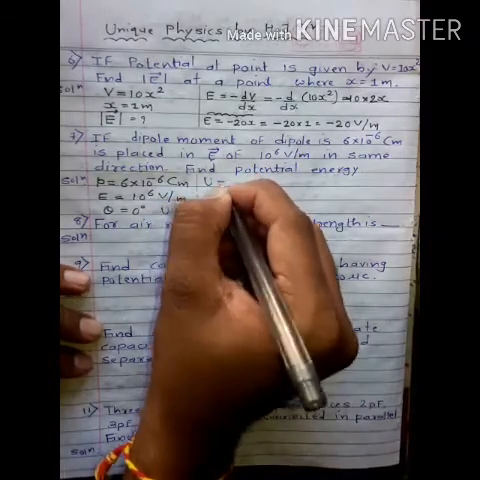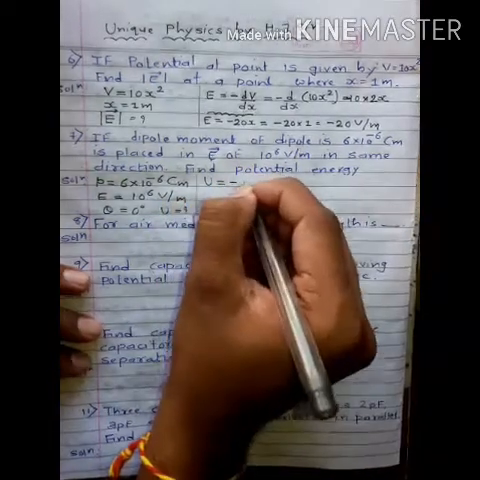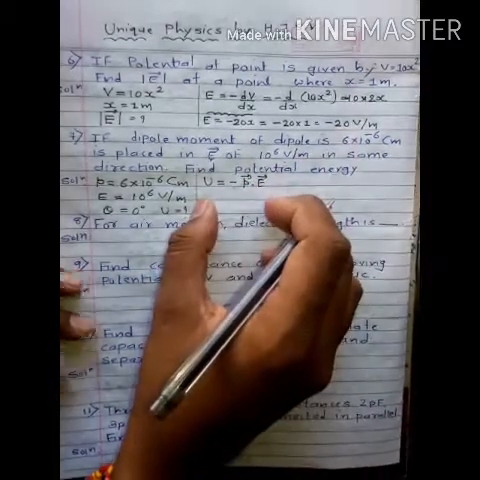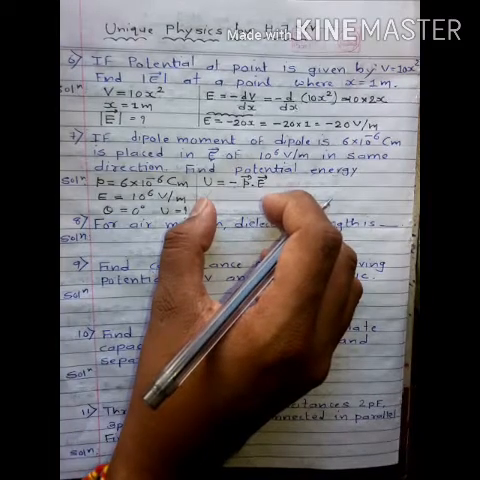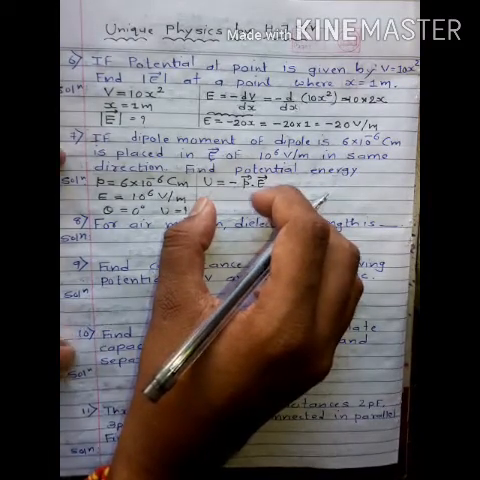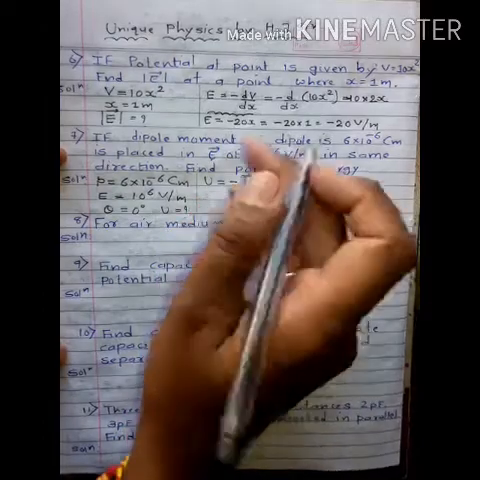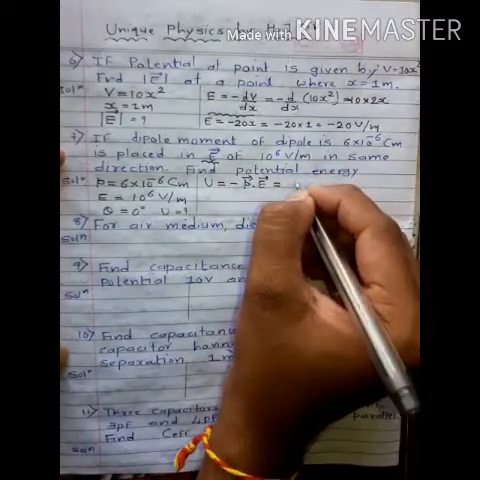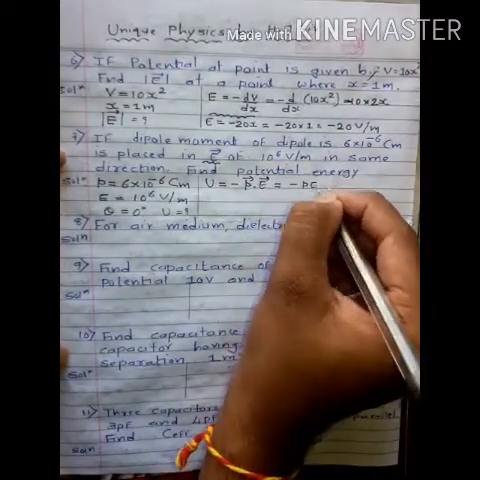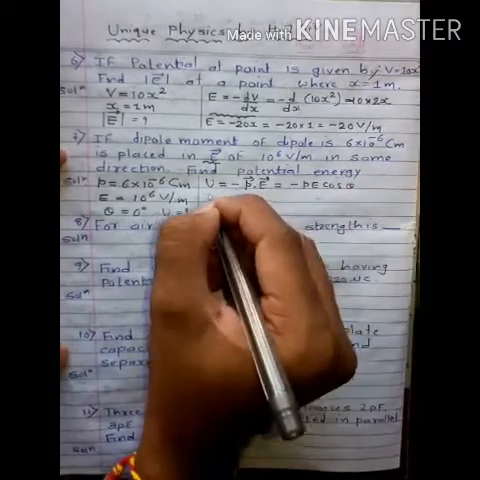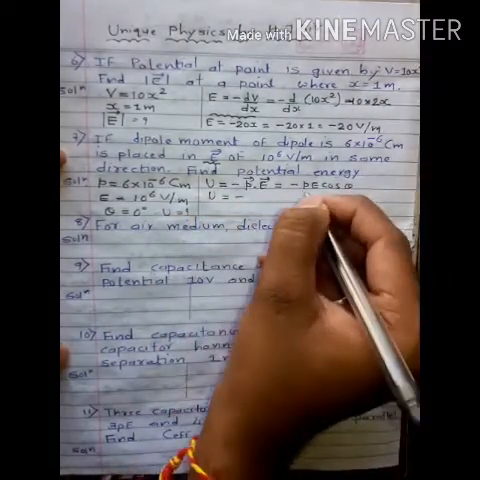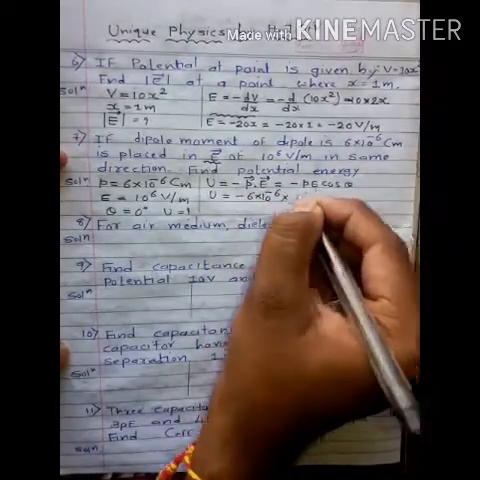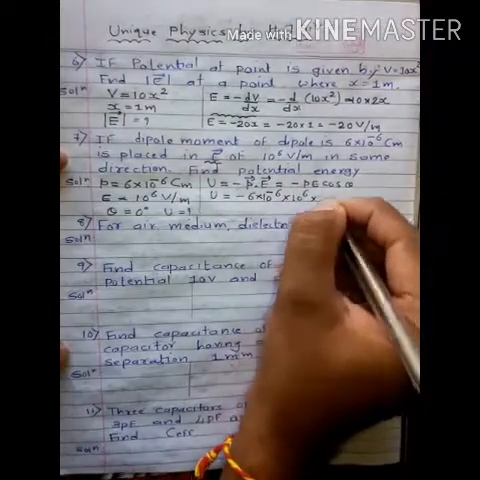Now remember the equation of potential energy. Potential energy U is equal to minus vector P dot vector E. This is the equation of energy stored in a dipole. Clear? Or the equation of energy possessed by a dipole whenever it is placed in an external electric field. This is a dot product. Remove this dot product. So our equation is minus PE cos theta. Now substitute all terms, minus sign as it is. P, dipole moment, 6 into 10 raised to minus 6. Electric field 10 to the power 6 into cos theta.